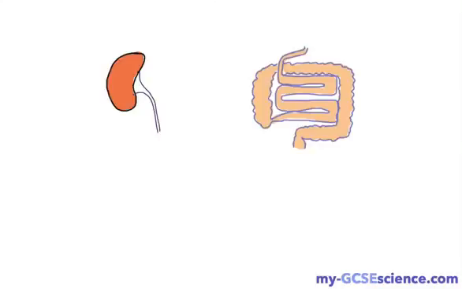Other areas where it happens is the active transport of glucose back into the kidney, into the blood from the kidney tubules. So glucose in kidneys, and that's reabsorption of glucose. We'll look at that in more detail in a later video.